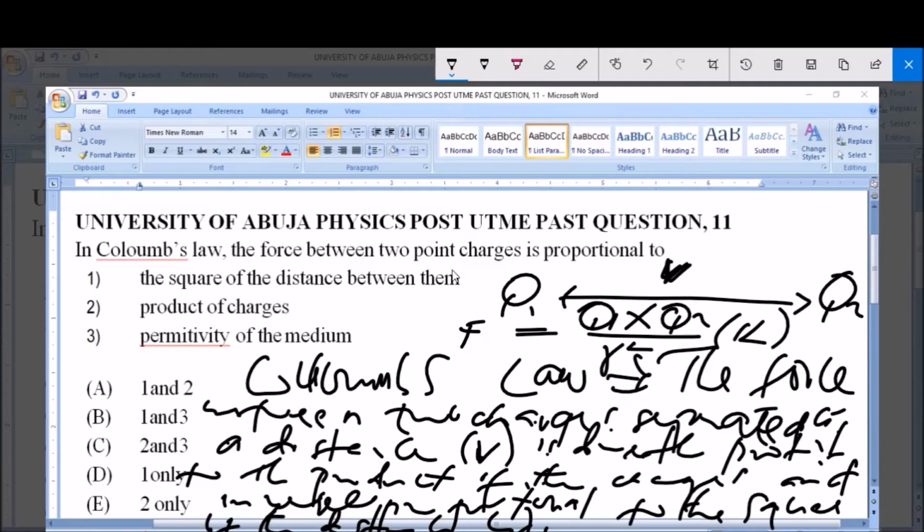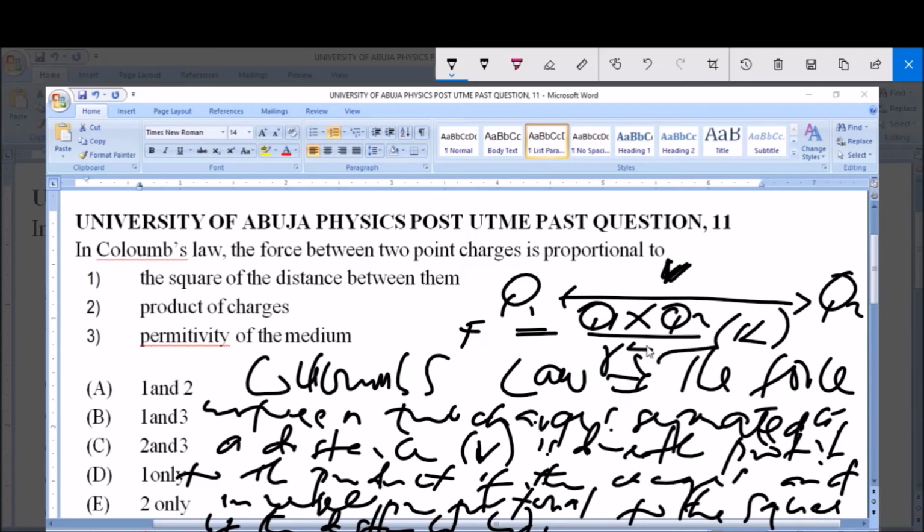Now, according to this brief explanation, the question is asking which of the following is correct, or which of the following is in line with Coulomb's law. Number 1 says the square of the distance between them. It says the force between the two charges is directly proportional. When a question just tells you proportionality, it means directly proportional. The only quantity that is directly proportional to the force where Coulomb's law is concerned is the product of the charges.